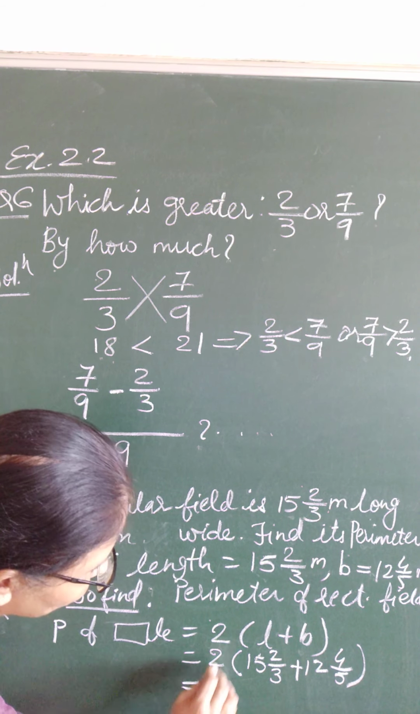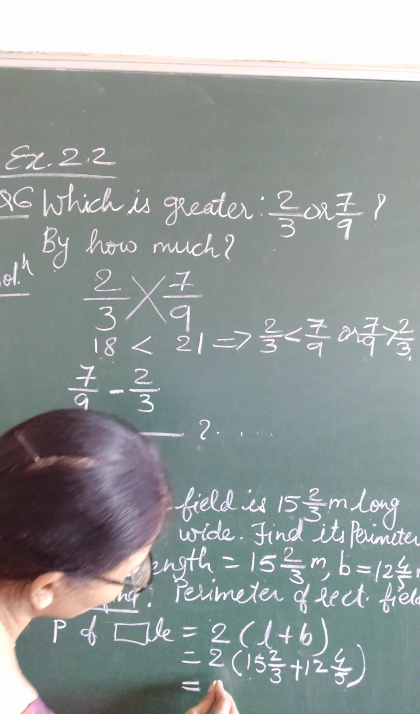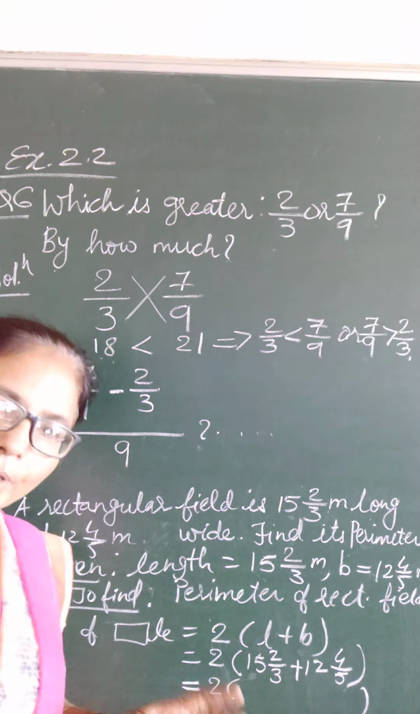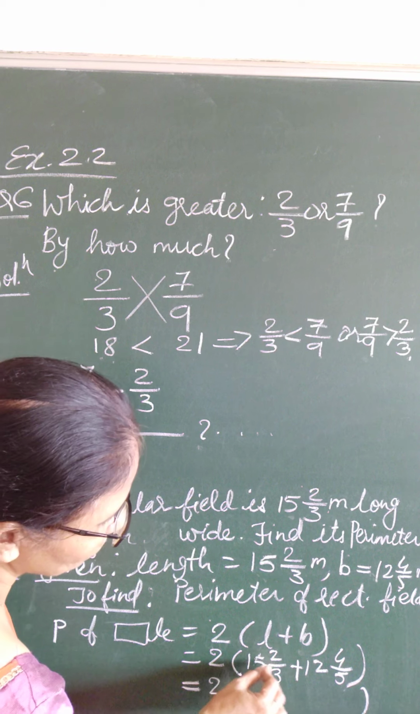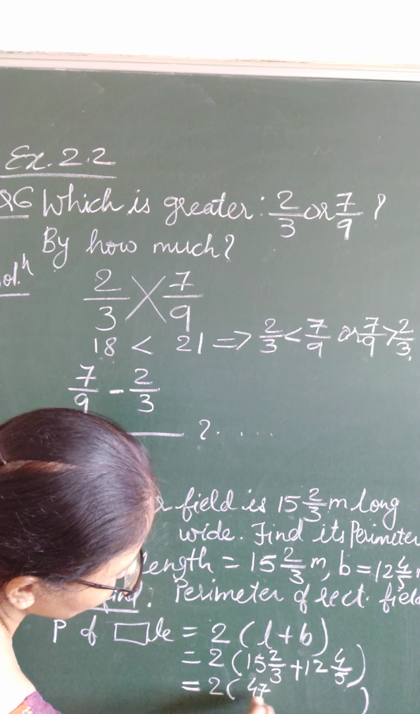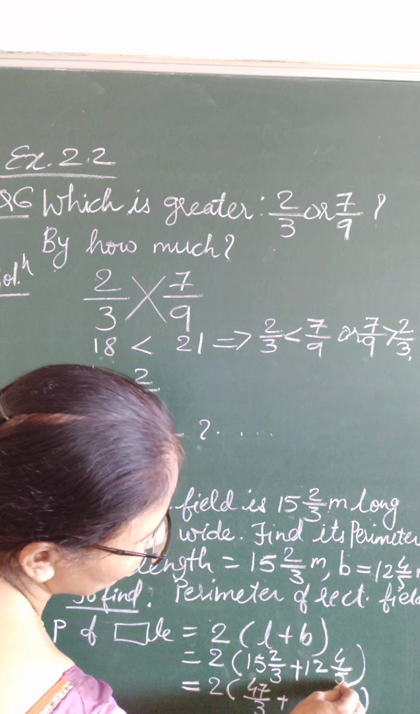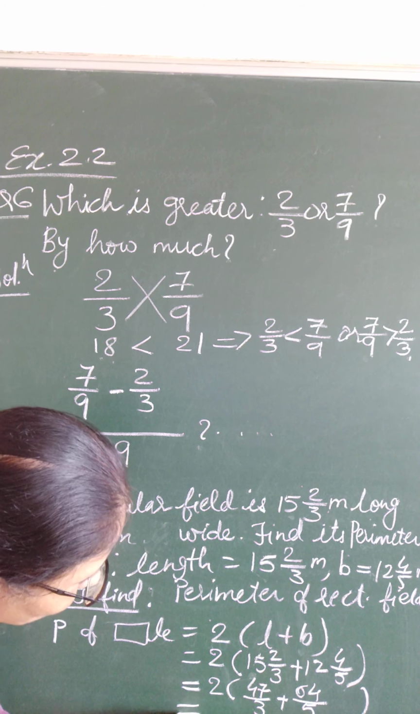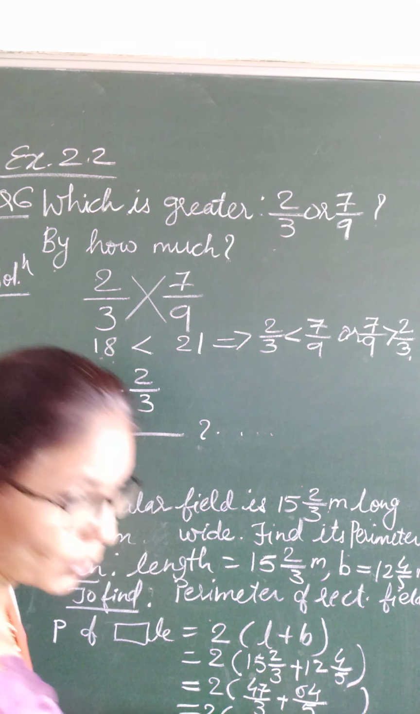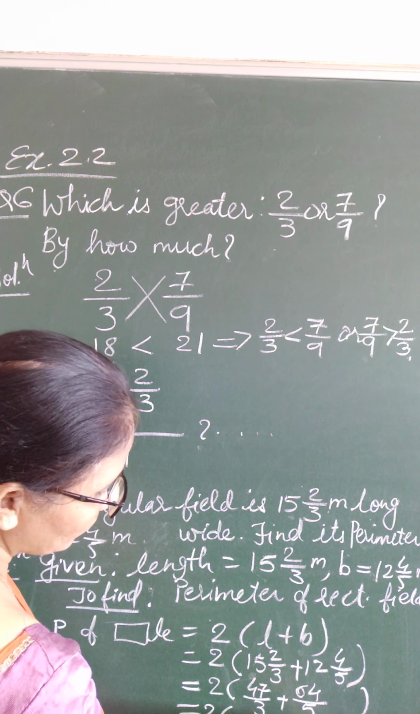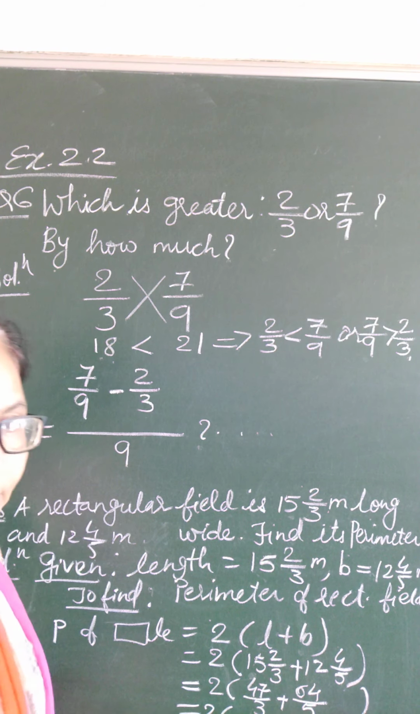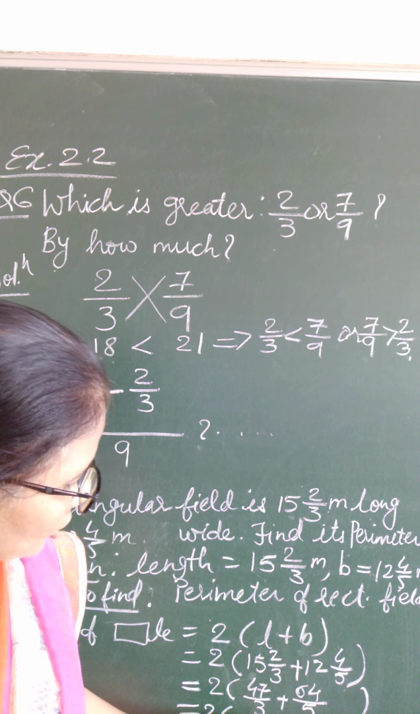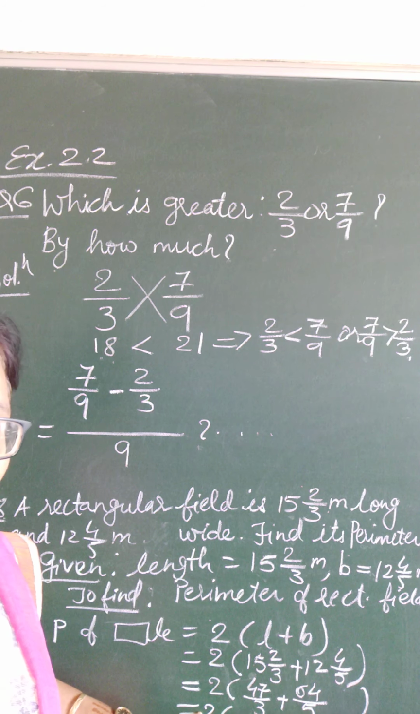Now simplify. Let us simplify the bracket first according to BODMAS. You can see this is in mixed fraction. So convert mixed into improper. 15 3s are 45, 45 plus 2, 47 by 3, plus 12 5s are 60, 60 plus 4, 64 by 5. Now this 2 will be as it is. Here again you will find the LCM of the denominators, and at last you will get one fraction, and that fraction you will multiply with this 2.